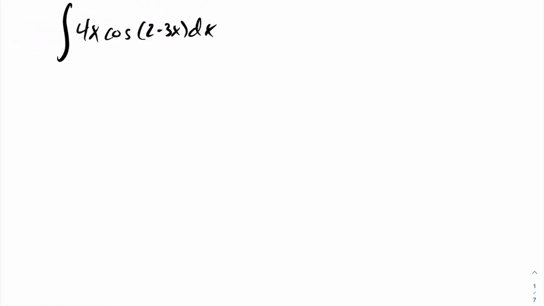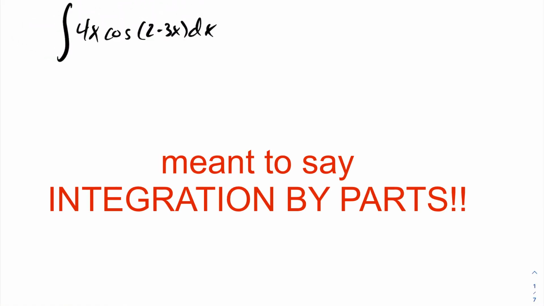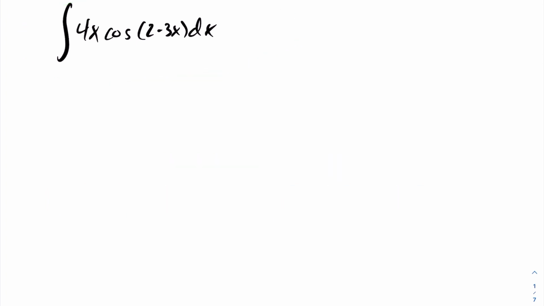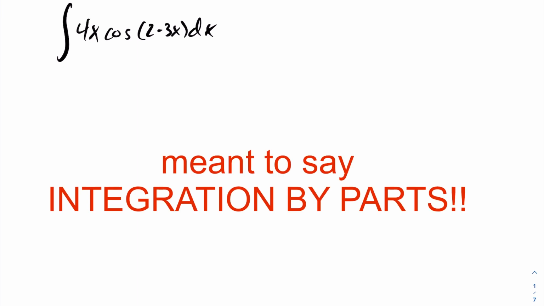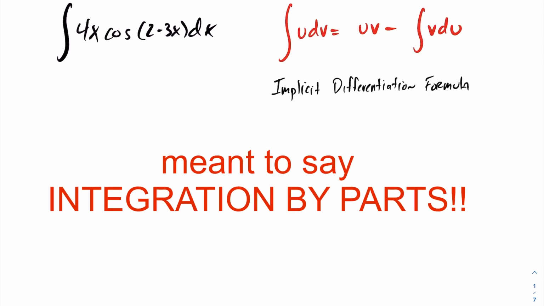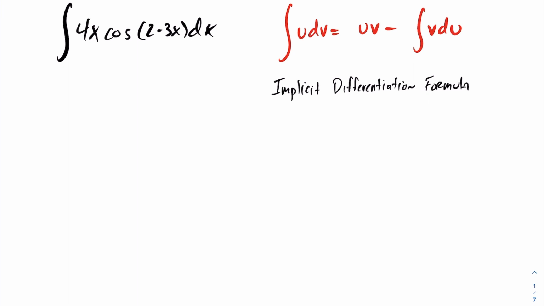All right, in today's lesson, we're going to be looking at some more implicit differentiation questions. In the following question here, we want to evaluate the integral of 4x cos(2 minus 3x) dx. First thing to do here is to remind ourselves of our implicit differentiation formula, and we have the integral of u dv is equal to uv minus the integral of v du.